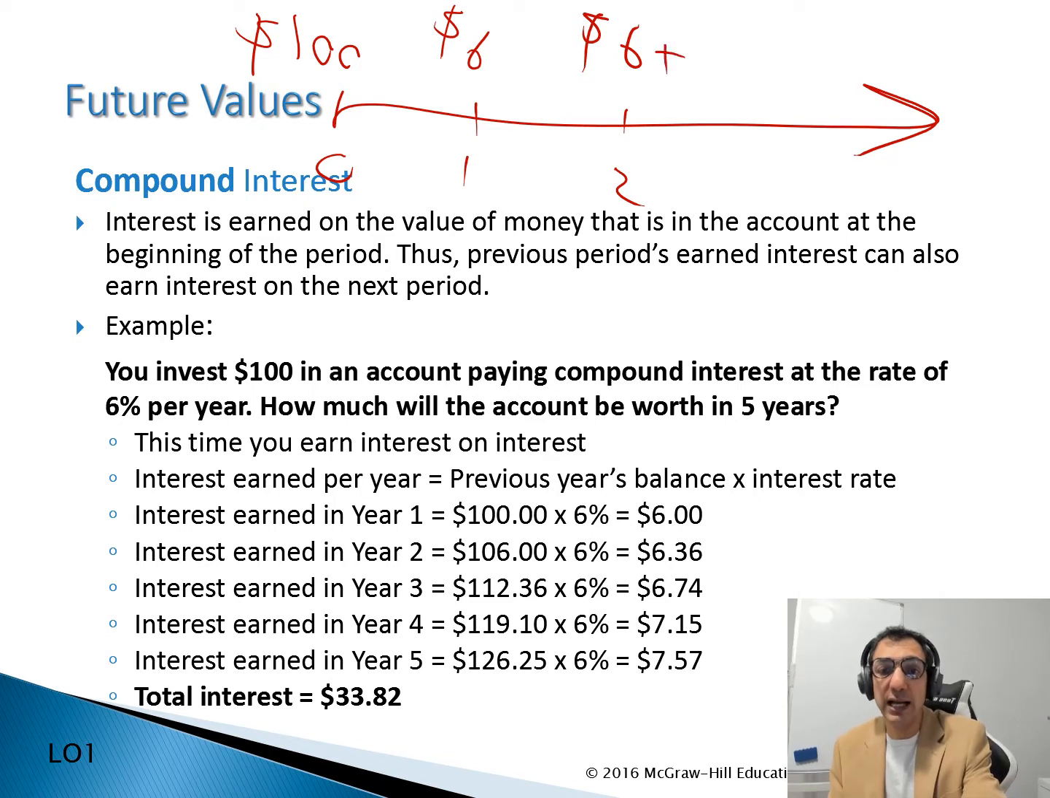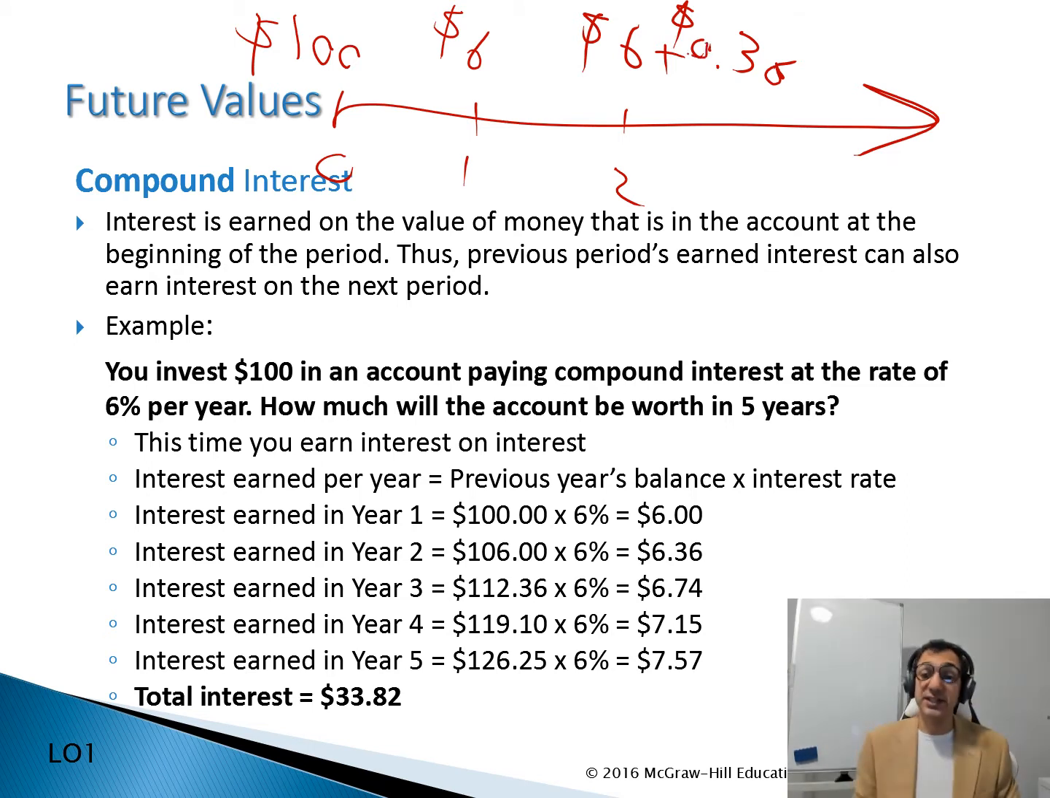So in addition to that $6, you are earning 36 cents. So now you have $6.36 in addition to that $100. So that's how you can grow your money faster, because you are just earning interest on interest as well.